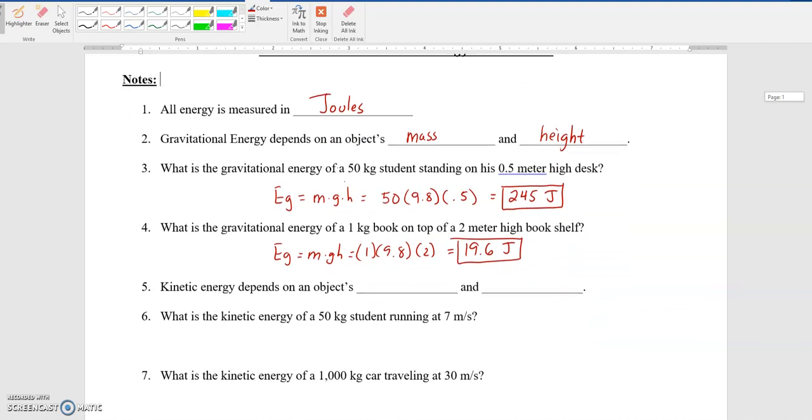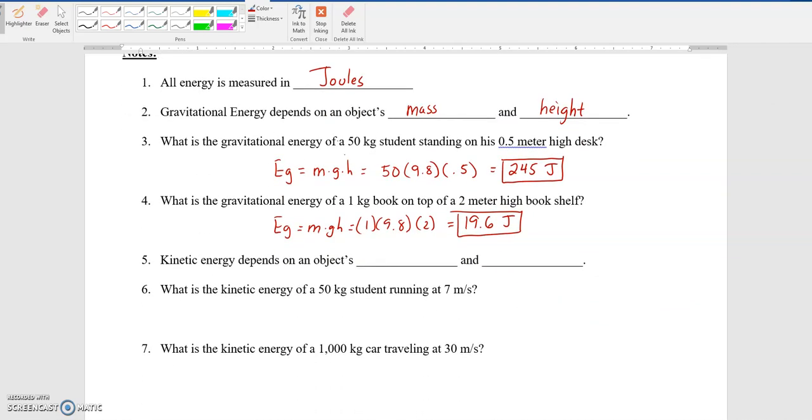Moving along, kinetic energy. Kinetic energy is the energy from motion. So that depends on two things, and that depends on an object's mass and its velocity. Therefore, if you have a really small kid that's walking, he has a little bit of kinetic energy. But if you have a grown adult who's heavier and they are sprinting, going faster, you're going to have a lot more kinetic energy. So the way to solve for that is just simply Ek equals 1/2 mv squared.